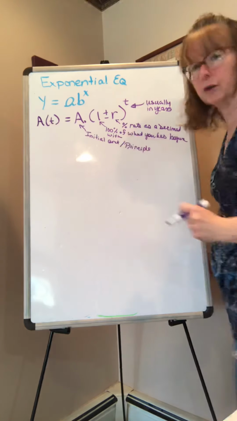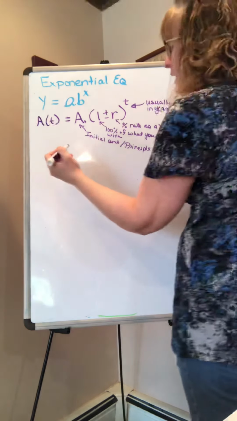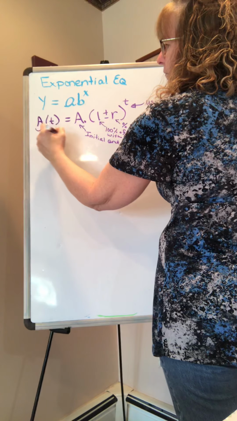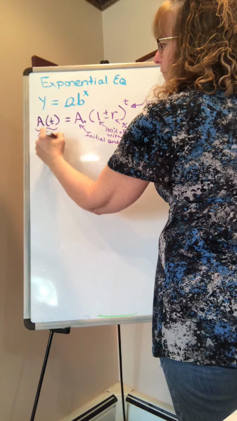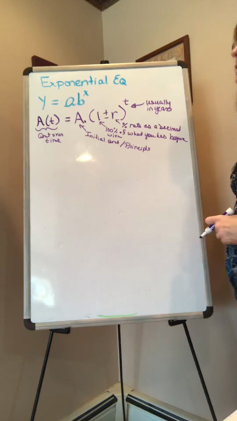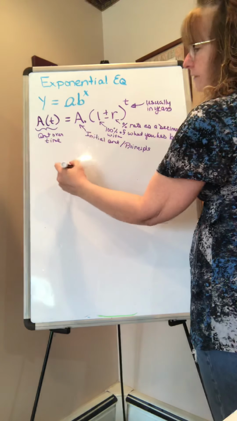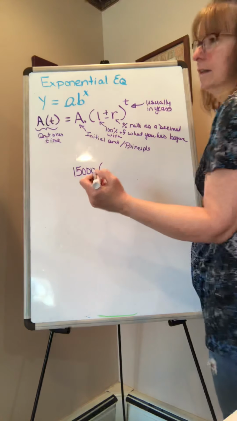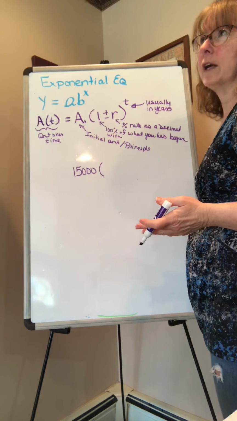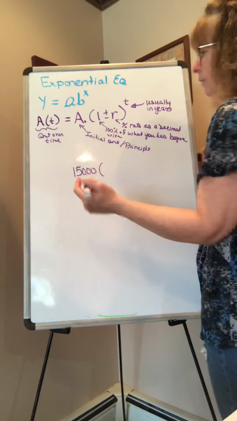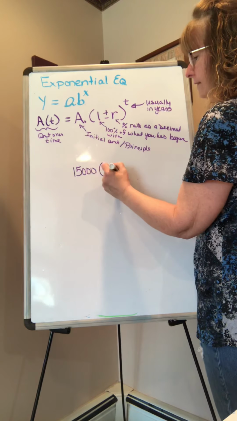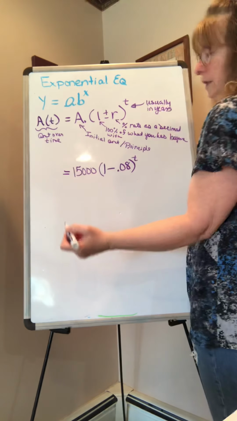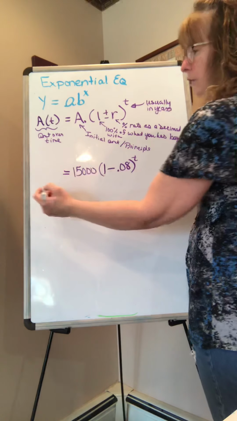Remember when we did those big loan problems? They called it the principal. And then this is the amount over time. So let's do a problem. Let's just say you bought a car for $15,000. It depreciates, which means it loses value, at a rate of 8% per year. I don't know, I'm making this up. So this would be 1 minus the 8% per year. How long will it take for your car to be worth only $10,000?